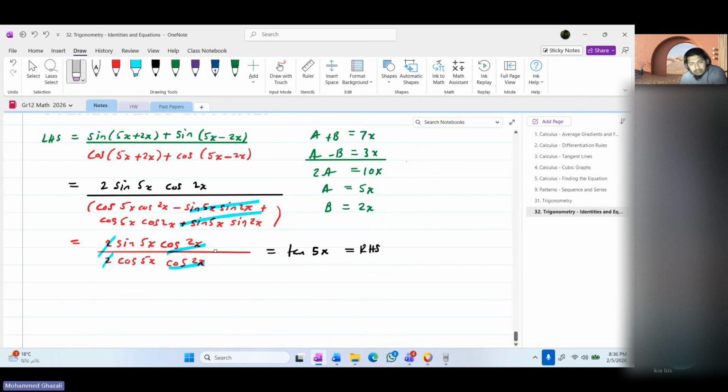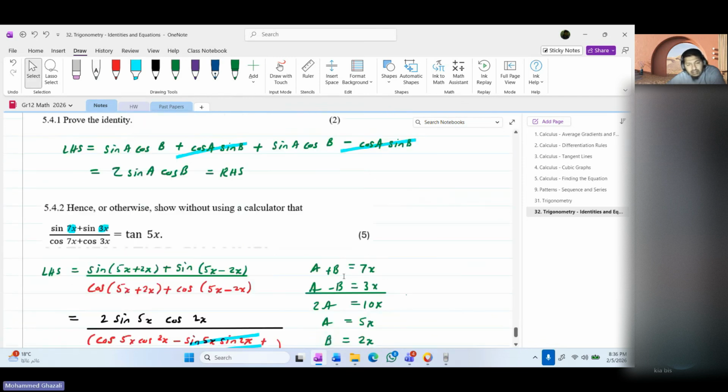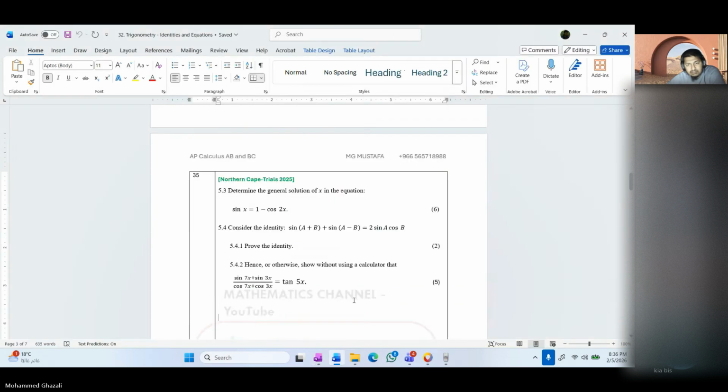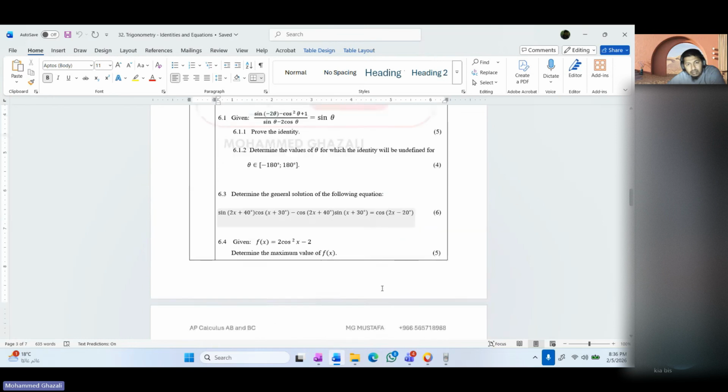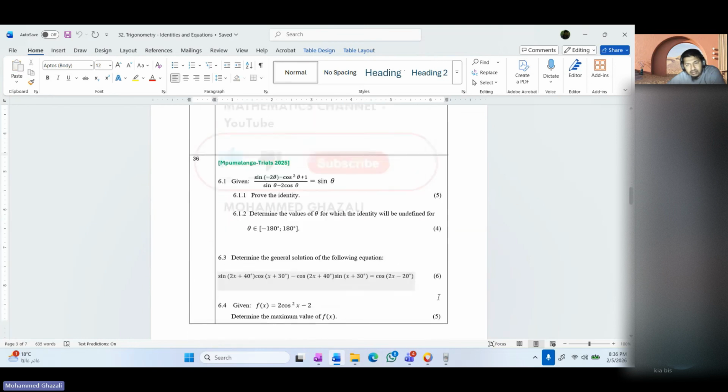Very nice problem. Tan 5x, which is equal to the right-hand side. Nice. And that's proved. Right, no more questions there. Let's look at Mpumalanga and then KwaZulu-Natal, and then I think we can end off there.